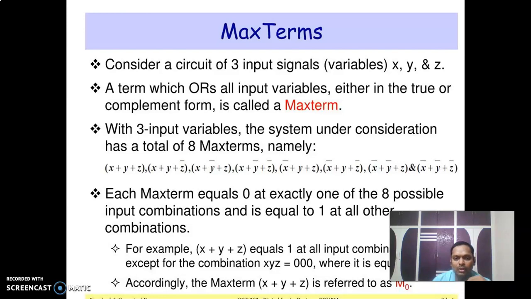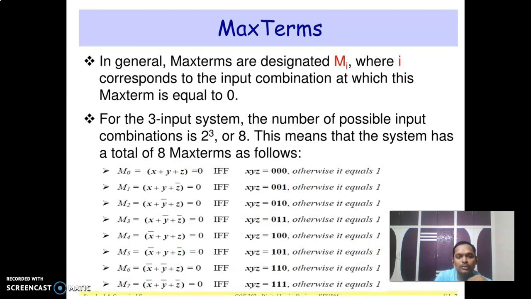For example, for the input variables x, y, z, it may be the 0, 0, 0 case. In that case, the max term is nothing but x plus y plus z. Accordingly, the max term x plus y plus z is referred to as max term capital M0. These are examples of max terms. In general, max terms are designated capital M suffix i, where i corresponds to the input combination at which this max term is equal to 0.